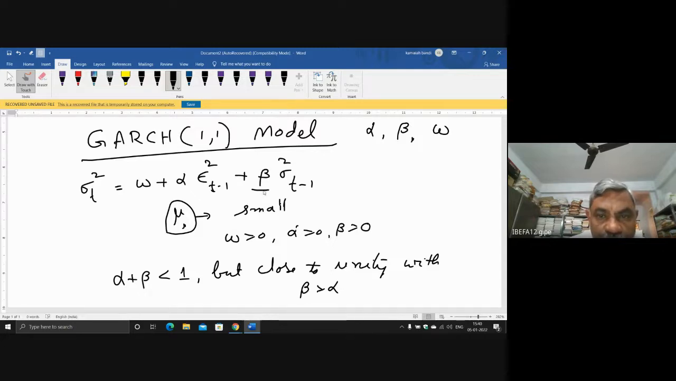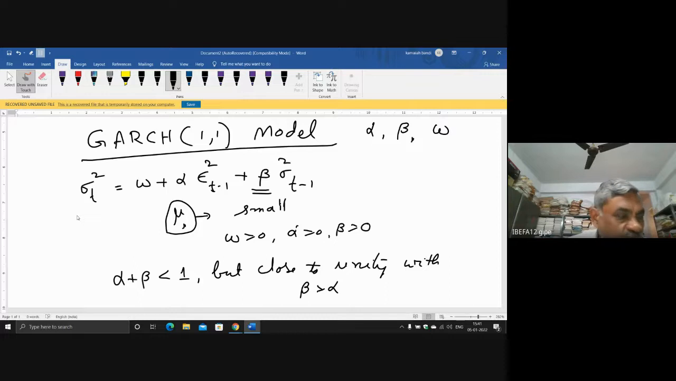Alpha plus beta should be less than 1, but close to unity, with usually beta greater than alpha. Remember, beta gives you how the current conditional variance draws upon its own past. So beta measures that, whereas alpha tells you how the previous shocks influence the current volatility.